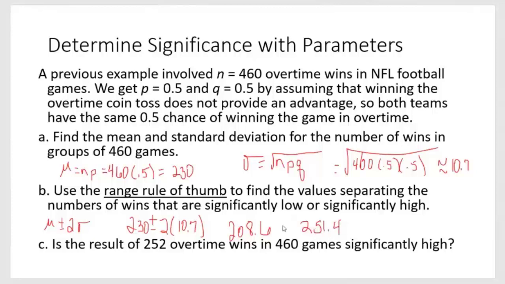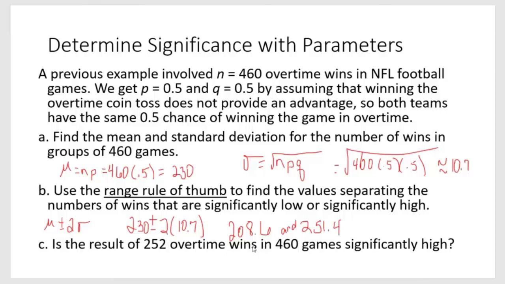Now what these two numbers are is kind of the wall. Anything lower than 208.6 would be significantly low. Anything higher than 251.4 is significantly high. These are the two values that separate them, the low and the high.